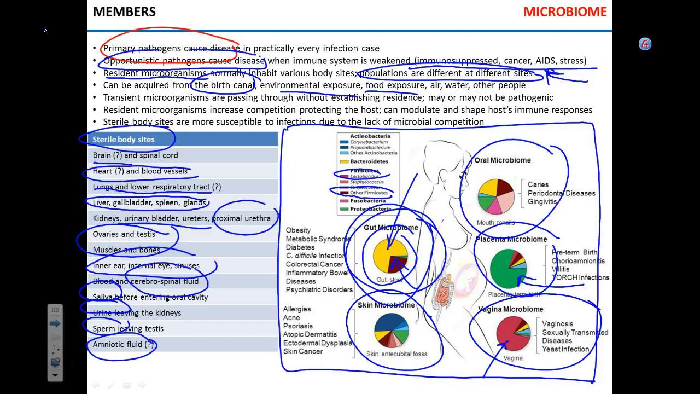All right, so moving on. And does that make sense to you? So microbiome is fairly stable but different at different body sites. Sometimes microorganisms are passing through without establishing residence. We call them transient. Now, what is the example of transient?